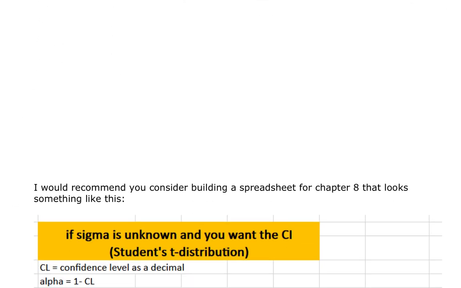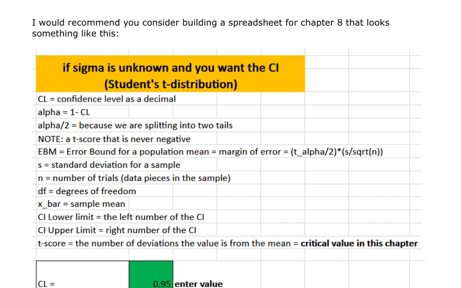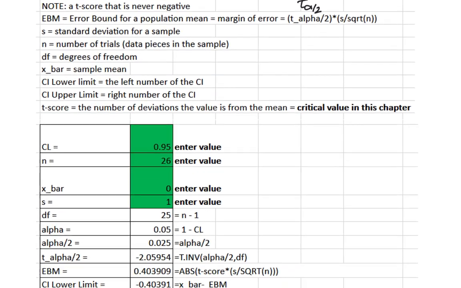And this is the calculator that I would recommend you have that you'll need for this section. CL is confidence level as before. Alpha divided by 2 is splitting this into two tails. EBM is the same. This time we're going to use t alpha divided by 2. And this is the notation of t alpha divided by 2. It doesn't mean you take your t-score and divide it by 2. It is the notation. Multiply it by your standard deviation for the sample, divided by the square root of n. And I end up with all of this.